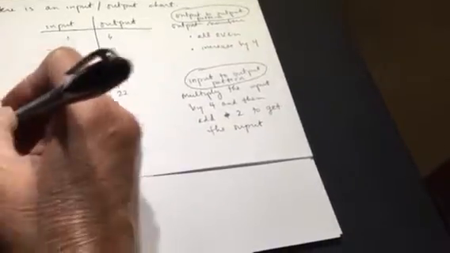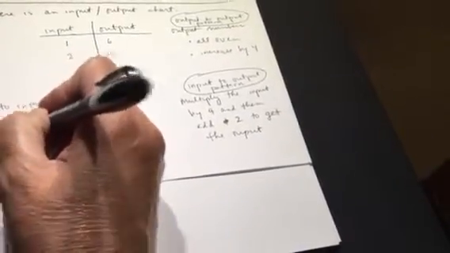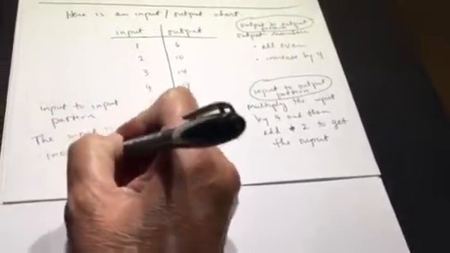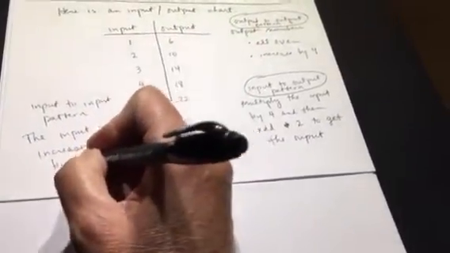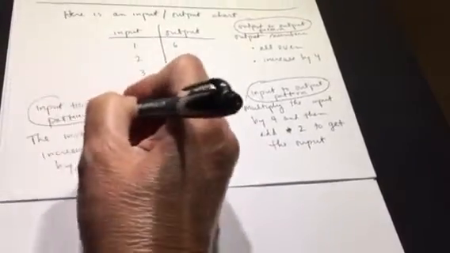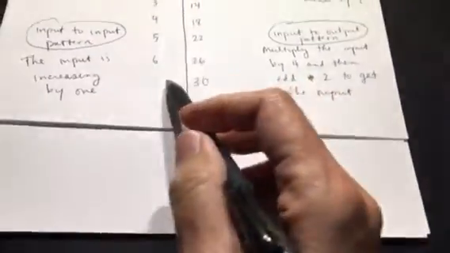And what else is there? The input increases by 1. An input to input pattern. The input is increasing by 1. So with that pattern, what comes after the 6?